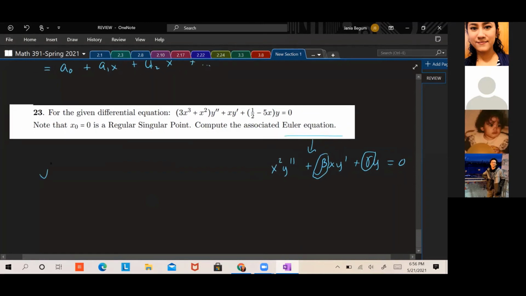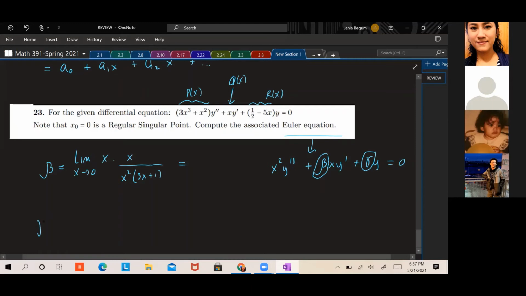We know beta is the limit as x approaches 0 of x times your function q, which is, this is q and this is r. So it's going to be q x over p, which is this guy right here. Now I'm going to pull out an x squared so that I can factor this nicely. So it'll be 3x plus 1. You take that limit, that's your coefficient beta.